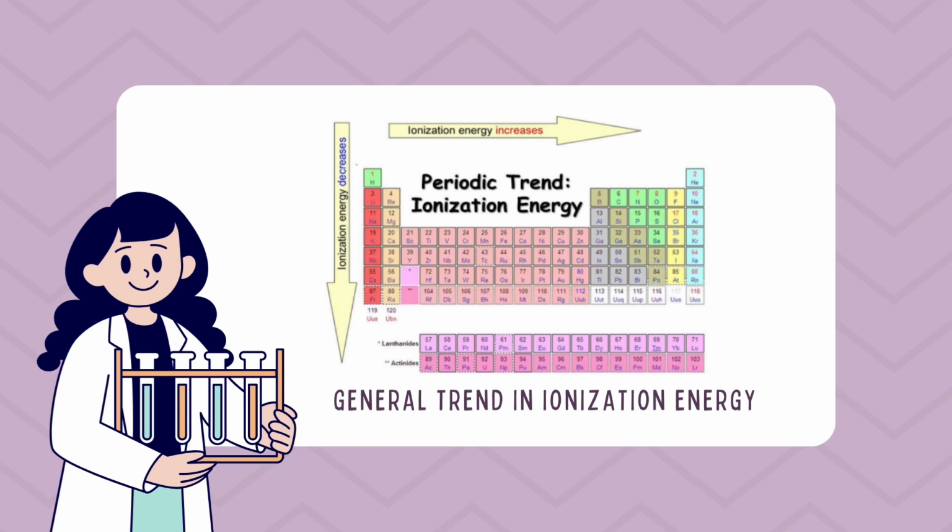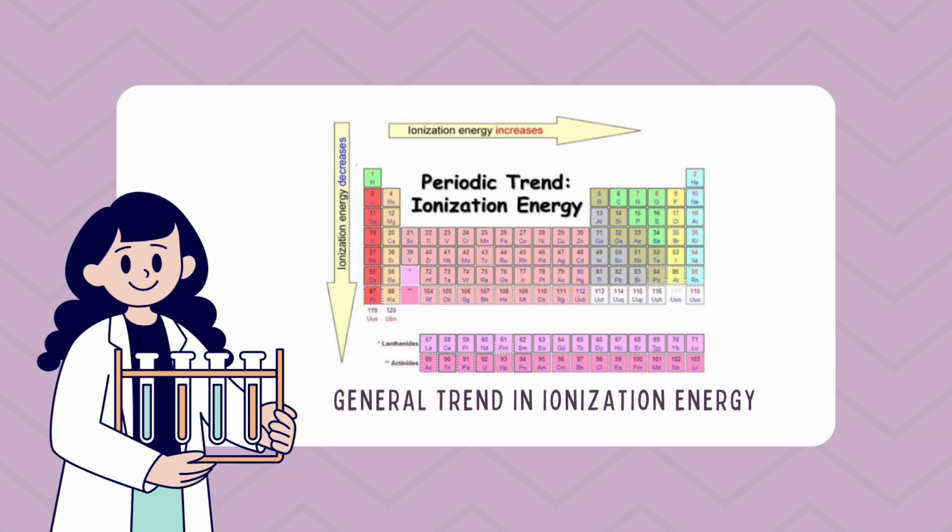In the periodic table, from left to right, the atomic size decreases. The outer electrons are more closely attracted to the nucleus and thus are more difficult to remove. The ionization energy increases across the period.